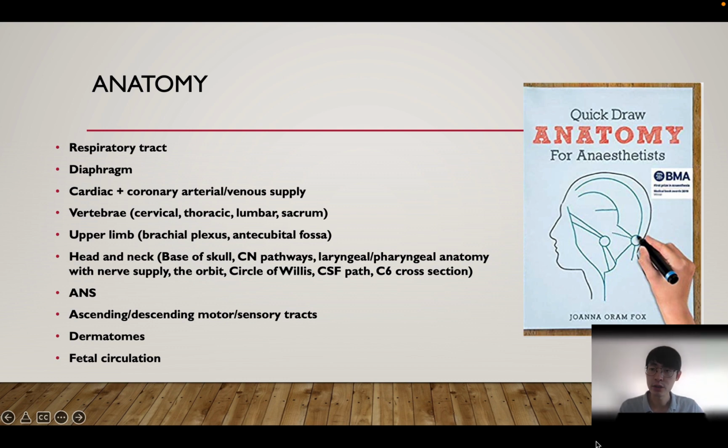Candidates often forget to prepare anatomy, but if you prepare well, they are indeed easy marks to score. The above list are the favorites of the exam, and the quick draw anatomy is recommended by quite a few candidates. You don't actually have to draw the anatomy. They usually show you a diagram and ask you to label.